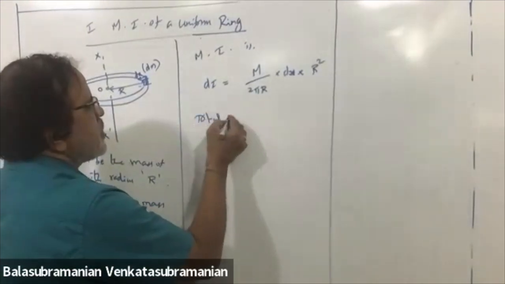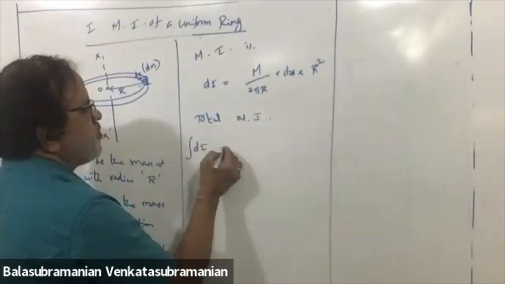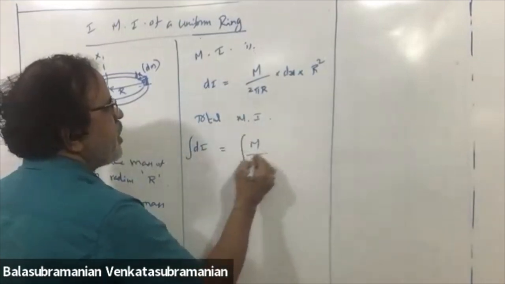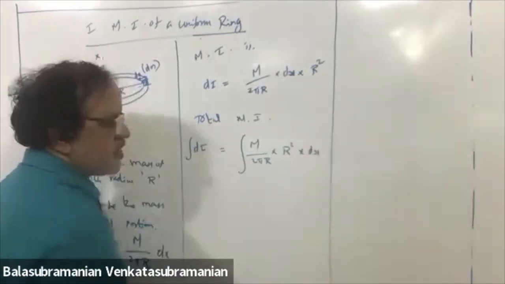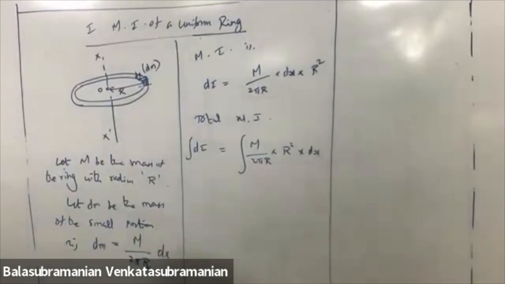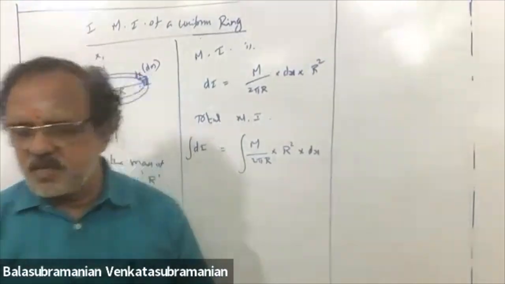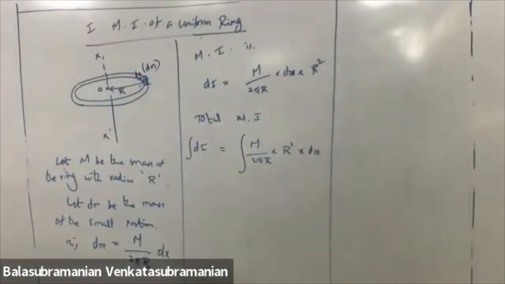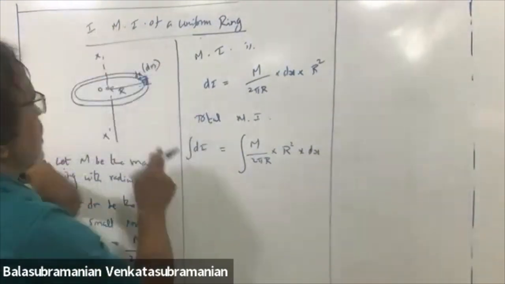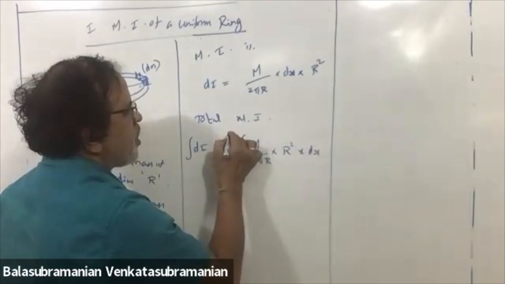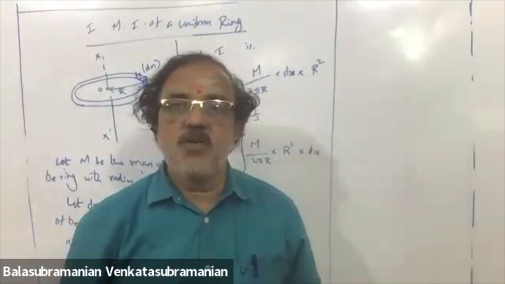Total moment of inertia, we have to integrate. Integral of m by 2 pi r into r square into dx. Sir, here we have to put the limit. What limit can we use here? From this point to the entire circle, so 0 to 2 pi r is the limit. 0 to 2 pi r.